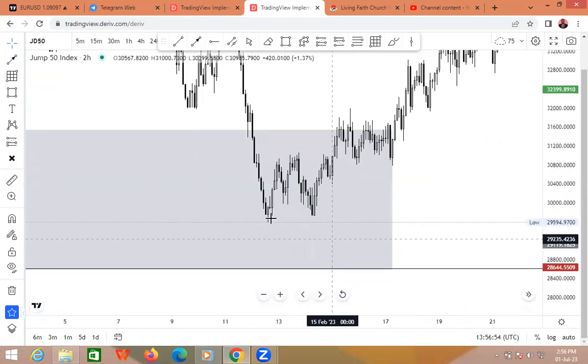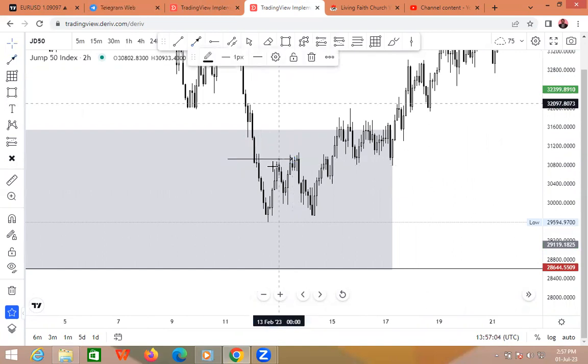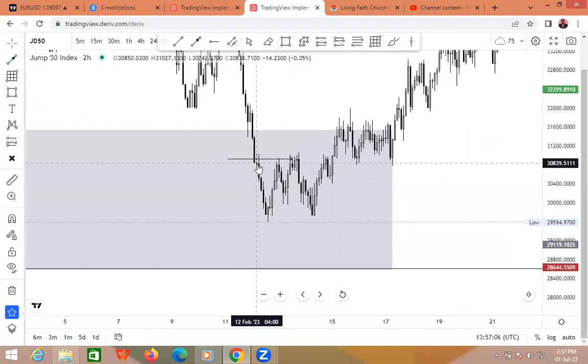1 hour, price came here. There was a form of break of structure. You may not see this one, but this was a break of structure. Let's say you go to 15 minutes, you see this. 15 minutes, you see a clear break of structure here.